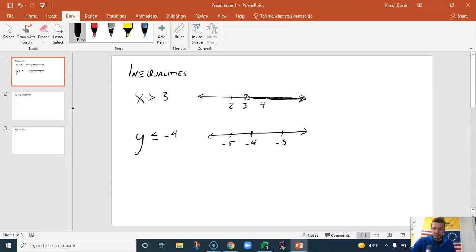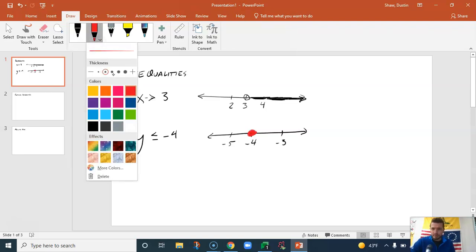This time we have the equal to sign here, so that means our circle is going to be closed. So when I do this, it's going to be a closed circle. And this time I'm going to make my pen a little thicker here.